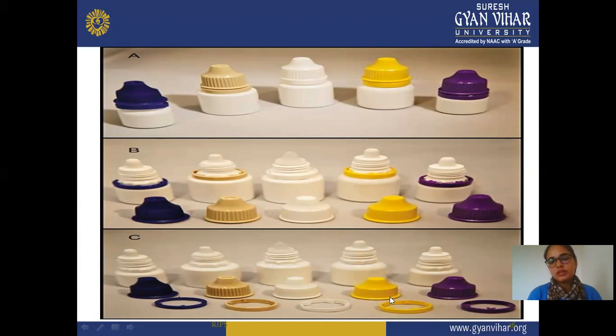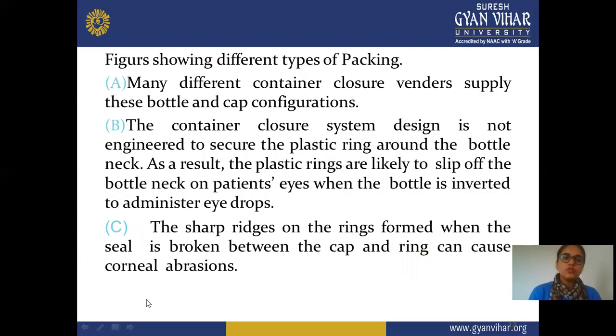There may be chances that this cap or ring is removed and comes directly into the eye of that patient. So these should be removed, and in this condition we can say that these container closure systems are not designed in an engineered way to secure the plastic ring around the bottle neck, and as a result the plastic ring is likely to slip off the bottleneck onto the patient's eye when the bottle is inverted to administer the eye drop, because the administration requires an inverted condition, so this ring is easily removed and comes into the eye of the patient.